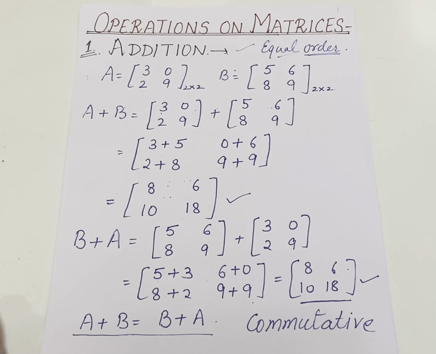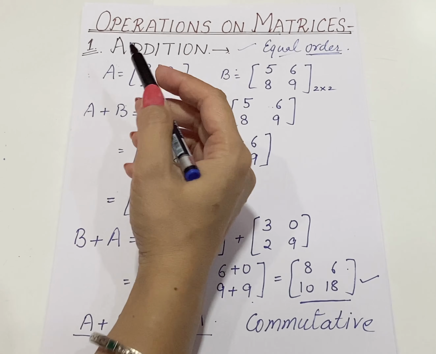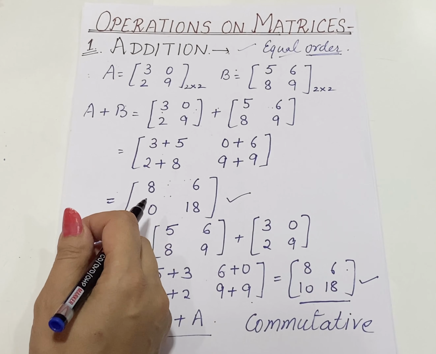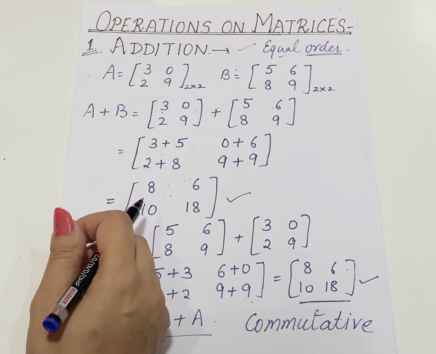Hello children. In the previous video I gave you an introduction about matrices, how many types of matrices there are, and how we can form a matrix if some property or rule is given to us. Now in this video I am going to tell you about the operations on matrices. There are three operations: addition, subtraction and multiplication by a scalar. One by one we are going to discuss these operations.